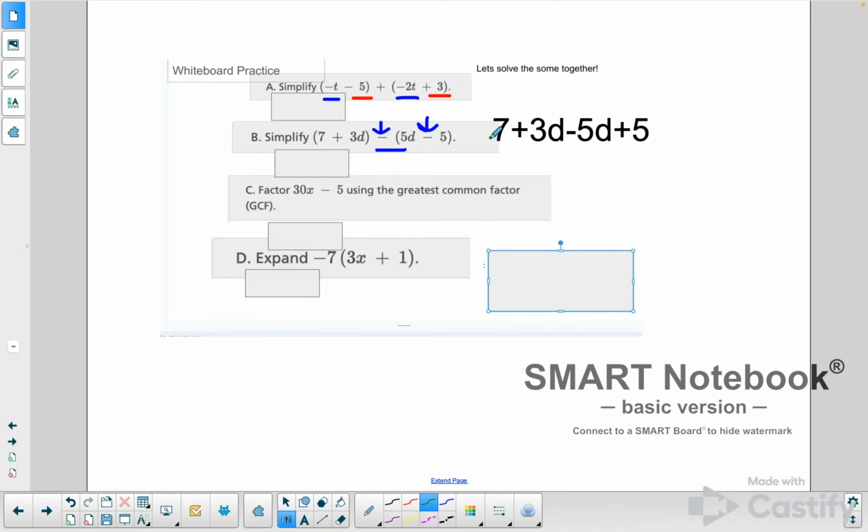So let's take the color green here. I've got this and this here. So I can start with that. 7 plus 5 is 12. And I can do 3d minus 5d. And that'll get me a minus 2d. Now, since I need to put an operation between these two, I've got to write this as a plus. So our final answer is minus 2d plus 12. Let's go ahead and clear this out here and have a look at our next question.